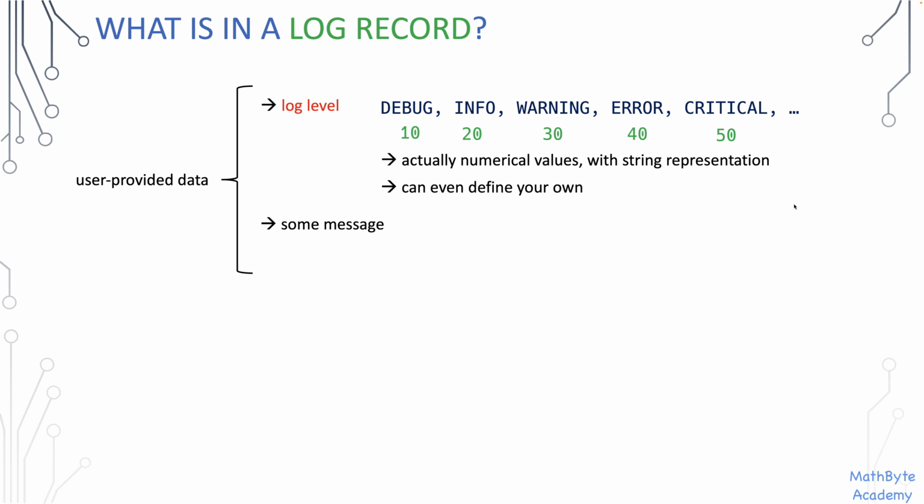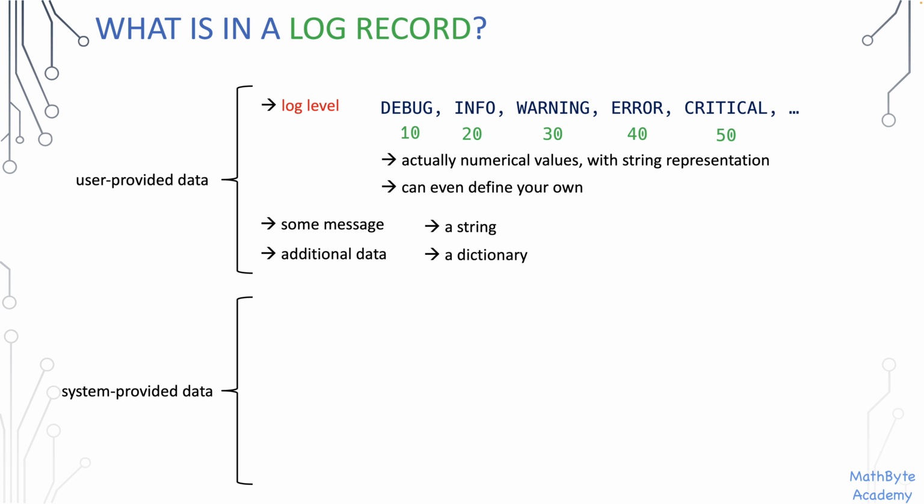You also need to provide some message, right? It's going to be some kind of string, essentially, that you're going to provide to add to the log record. And then you can also pass in additional data, and that's usually passed in as a dictionary. So we'll come back to exactly what that looks like in this video and mainly in the coding videos thereafter. And then the other category are system-provided data points. So think like the date and time. When was this log record created? The date and time of that. What module was it created from?